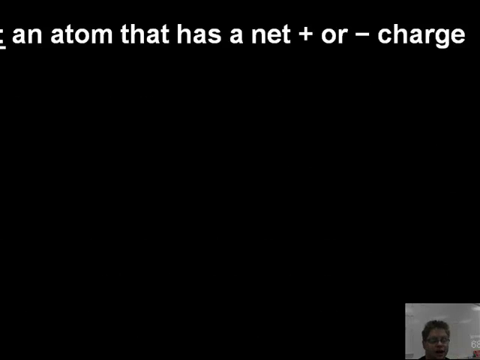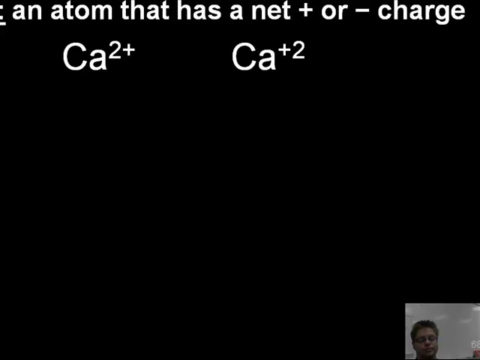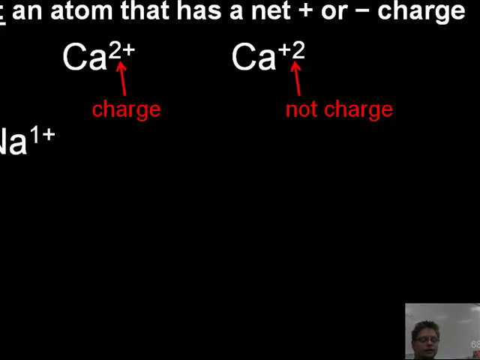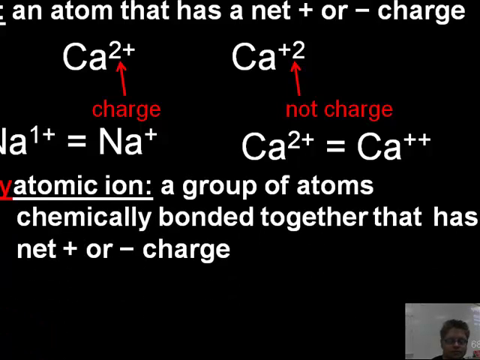This is called an ion. An ion is an atom that has a net positive or negative charge. Ca2 plus, Ca plus 2. Charge is written with the number first, then the positive or negative. Na1 plus or Na plus also works. Calcium, to write it properly, would be calcium 2 plus or calcium with 2 positive signs. That's also one way of showing the charge.